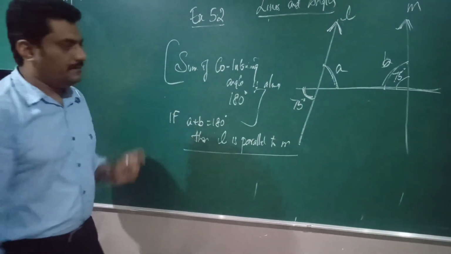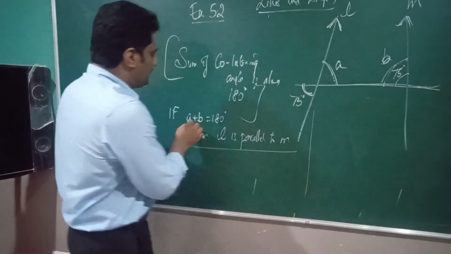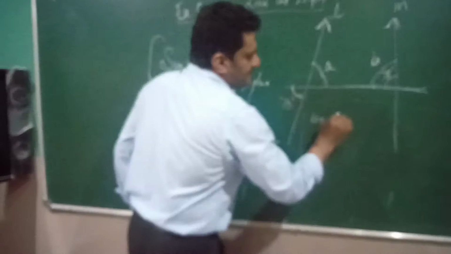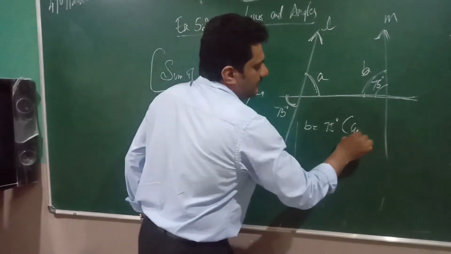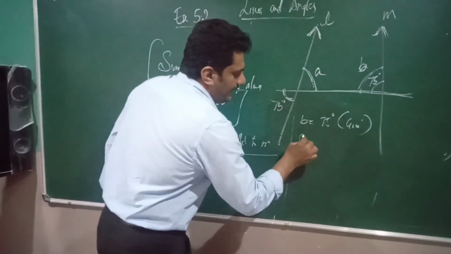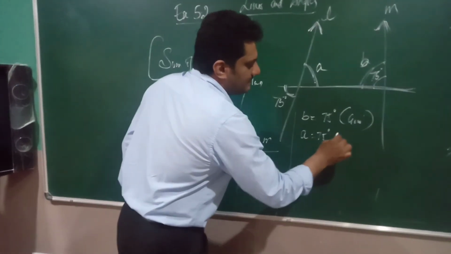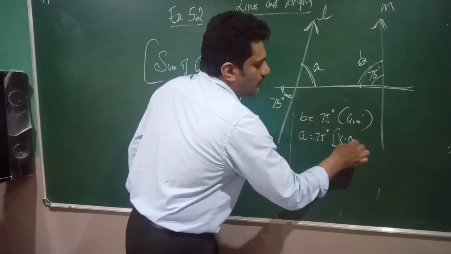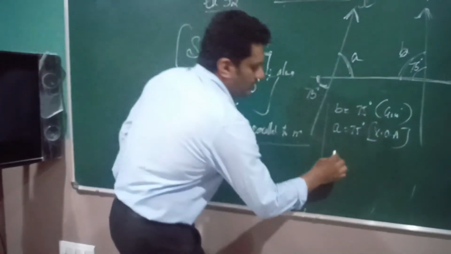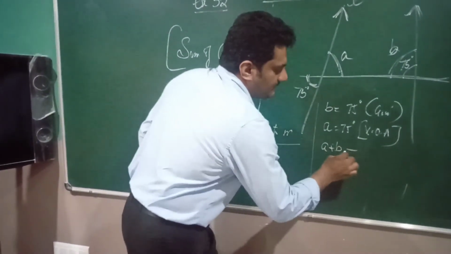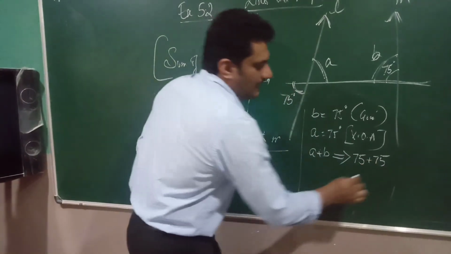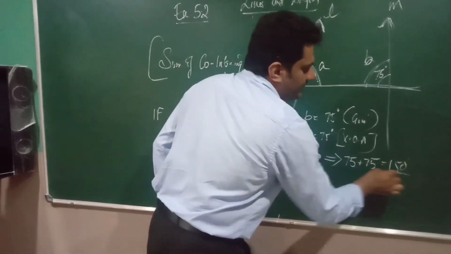I have to prove. Now how do we get the values of A and B? We already know B is equal to 75 degrees, given. What are these two angles? Can I write A is equal to 75 degrees? Why? Because vertically opposite angles. Now we will apply this one. A plus B is nothing but 75 plus 75. How much do we get? 150 degrees.